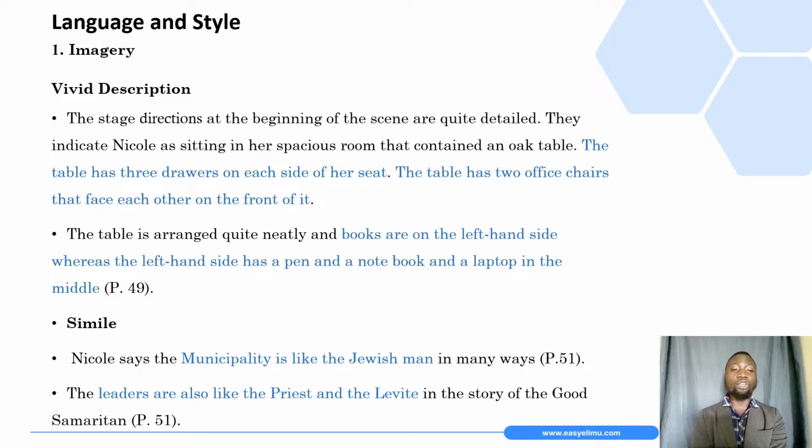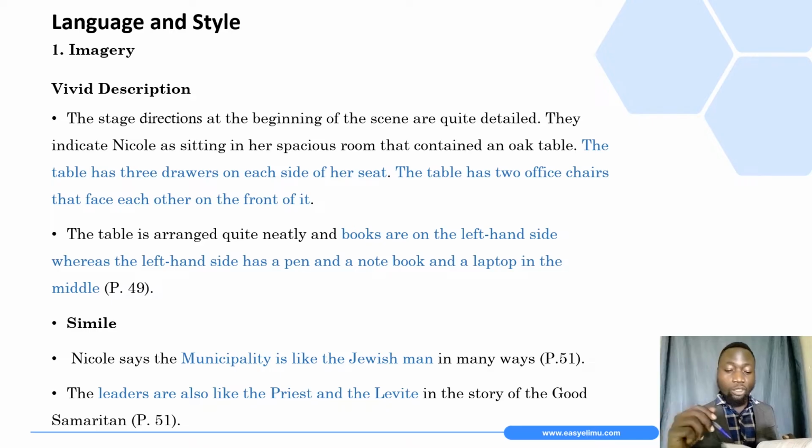So looking at vivid description, dear students, let us look at the manner in which Nicole's room is described. Remember, the room is described in the stage directions. At the beginning of the scene, let me just read it fast so that we identify how the room is vividly described. We are told that the following morning, Thursday around 8 a.m. at the Sagrada Secondary School, Nicole is seated in her office.